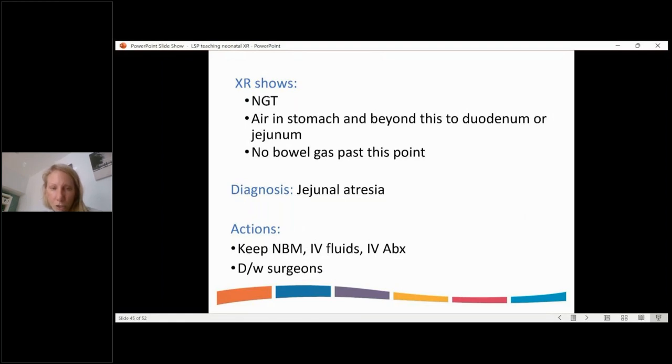This was actually jejunal atresia, but for those of you that said duodenal atresia, well done. It's very difficult to distinguish between the two on x-ray. And same actions as you do for most surgical conditions: nil by mouth, IV fluids, IV antibiotics, and discuss with surgeons. This baby went on to have a surgical repair and did very well.